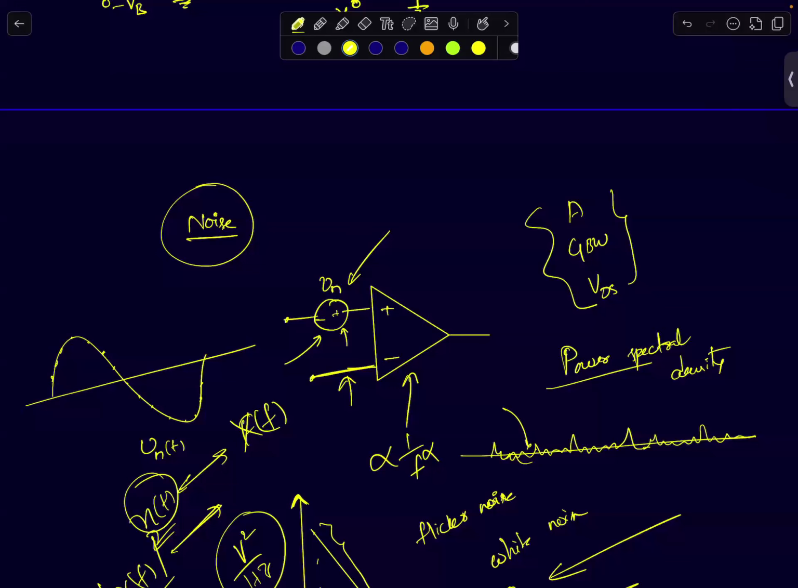Can I model this noise this way? Is this modeling right? Let's say I put this noise on both the terminals. Is there a problem with this noise model? If I put noise at both the inputs, what's the problem? Will this work? Can I say this is how I'm going to model my noise? Is this the right mathematical model?